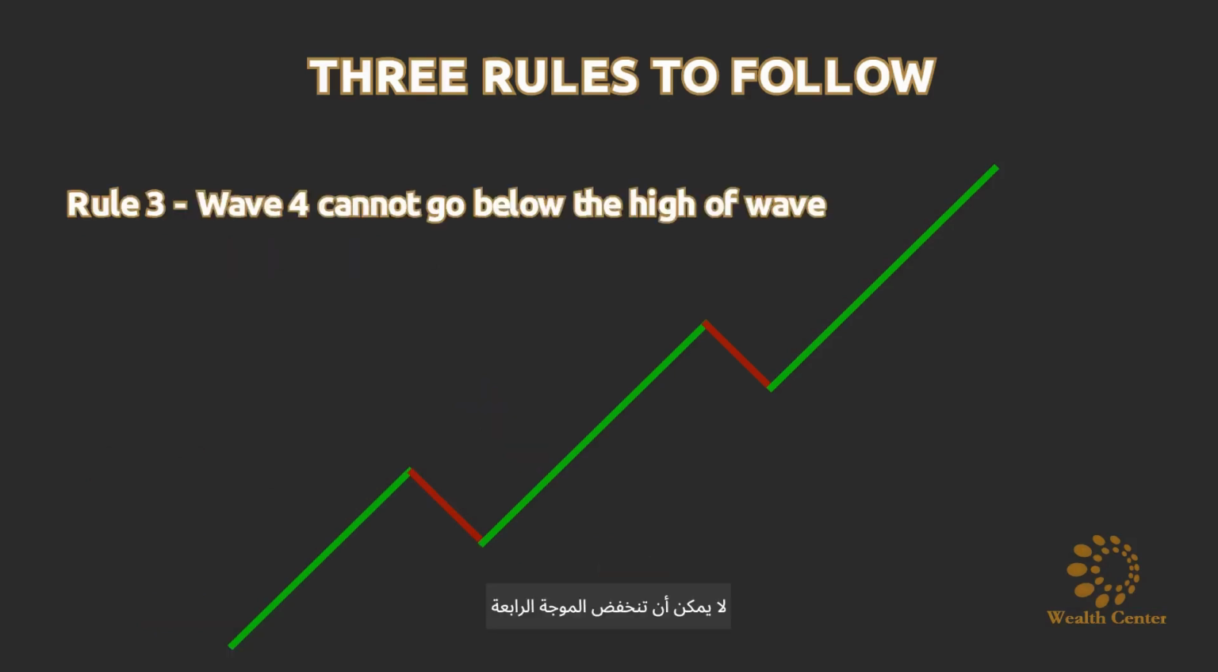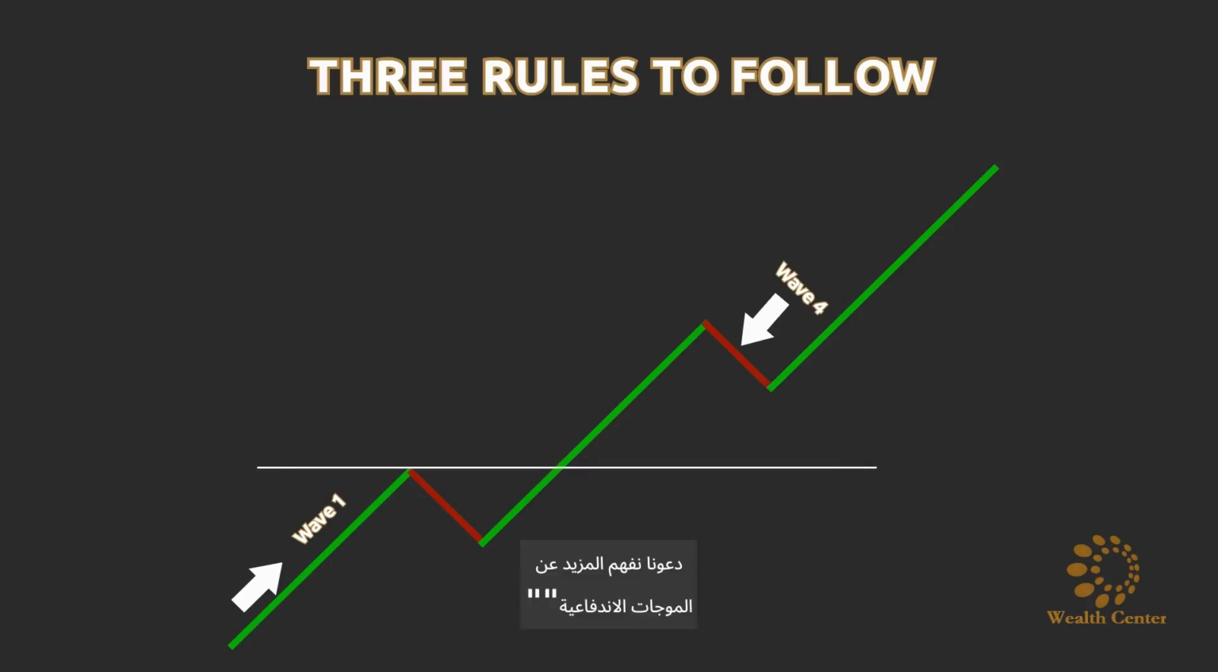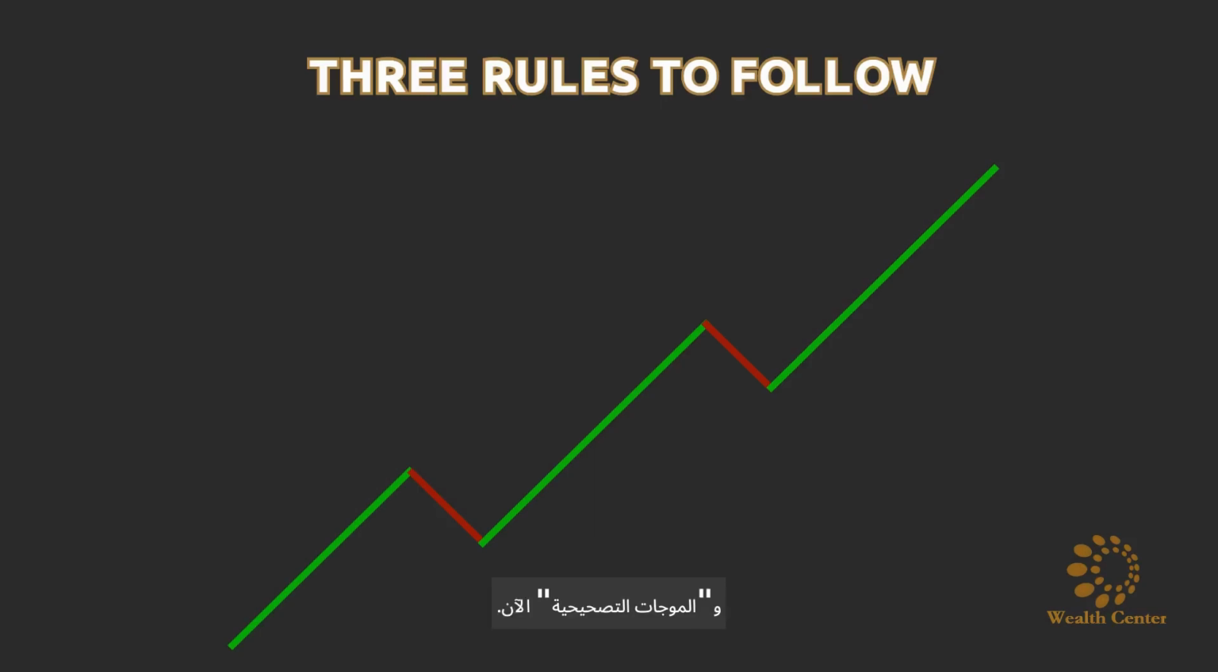Wave 4 cannot go below the high of wave 1, meaning its low has to be above the high of wave 1. Let's understand more about the impulsive and corrective waves now.